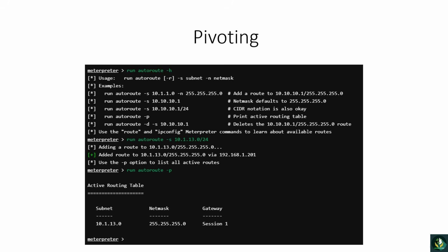So now that we have added our additional route, what you have to do now is run autoroute -p. This will show all the autoroutes on this session. Use route and ipconfig commands to learn the available routes. As you can see, -p gives you the active routing table, and this is what is currently available.